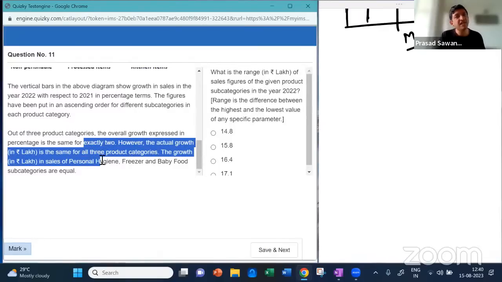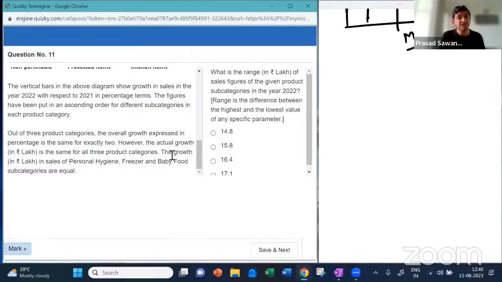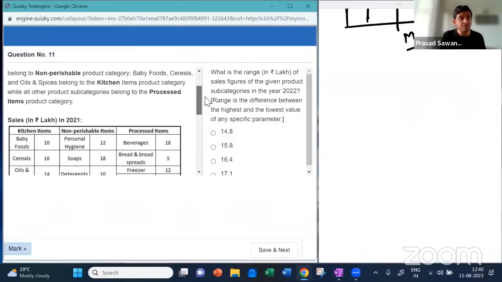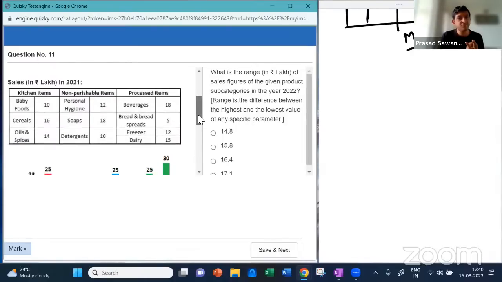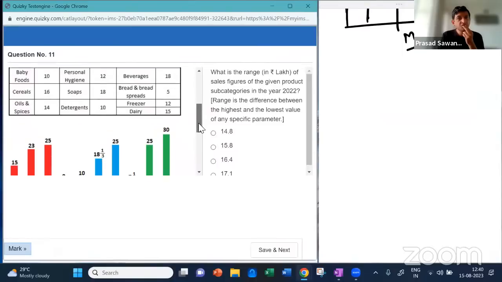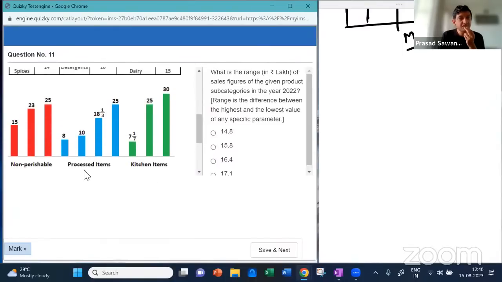Actual growth is the same for all the product categories. Oh, the growth in sales of personal hygiene, freezer, and baby food are equal. Personal hygiene कहाँ पे है? This one. Baby foods, this one, and freezer, this one. Okay, personal hygiene is 12 lakhs, freezer is 12 lakhs. दोनों का percentage same होना चाहिए. So non-perishable and processed. 15, 23, 25. So 25 has to be the case, right?